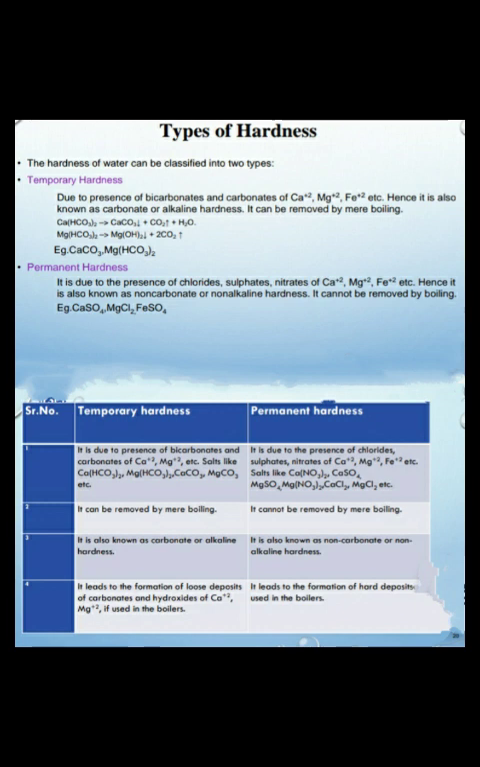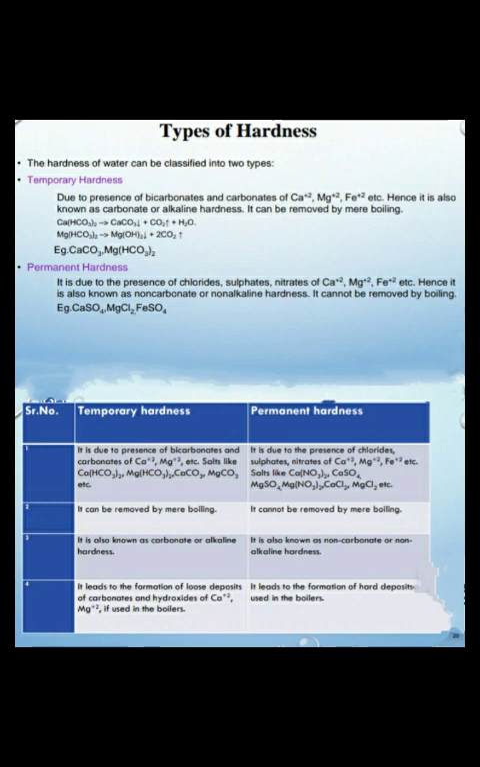Temporary hardness can easily be removed by boiling, but you can't remove permanent hardness by boiling. Temporary hardness is also known as carbonate or alkaline hardness, but permanent hardness is known as non-carbonate or non-alkaline hardness. The next point for temporary hardness is it leads to the formation of loose deposits of carbonates and hydroxides of calcium and magnesium if it is used in boilers.